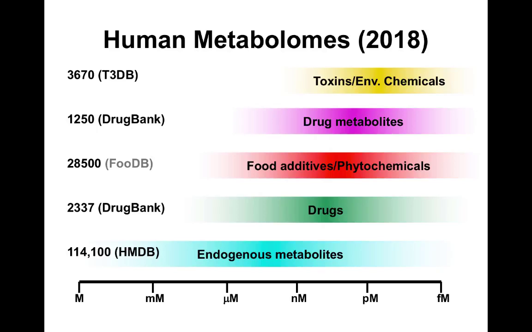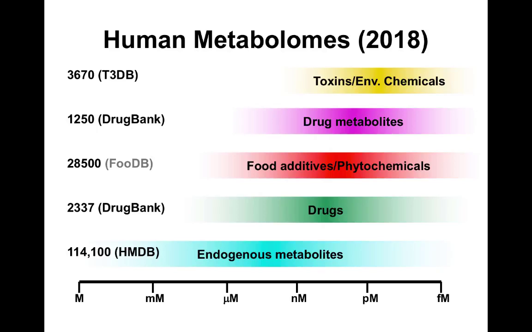There's another set of compounds, the drugs, or the drug-ome, whether they're prescription, over-the-counter, or illicit drugs. There's about 2,300 that we have tabulated. Those are kept in a resource called Drug Bank. And again, those are ranging typically from micromolar concentrations down to pico or femtomolar.